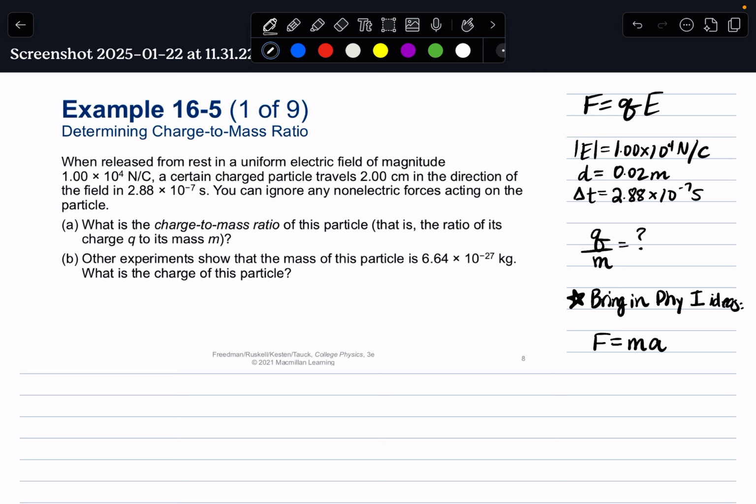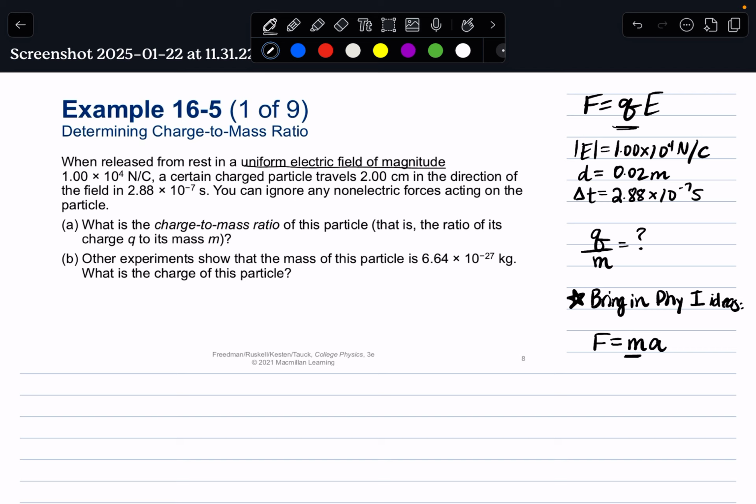F equals ma, plastered all over t-shirts. This is true for any kind of force, not just forces of push and pull or frictional forces or gravitational forces, but it's also true for electromagnetic forces. So this particle that is feeling a force in an electric field, that force is also equal to ma. So we're solving for the charge to mass ratio. Here's our mass, here's our charge. These two forces are equal to each other.